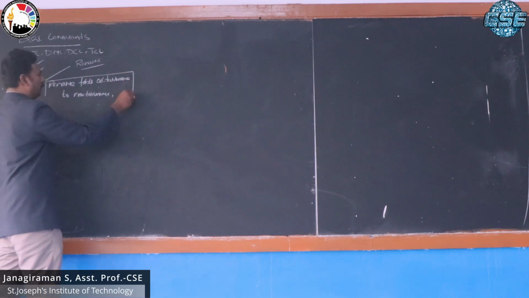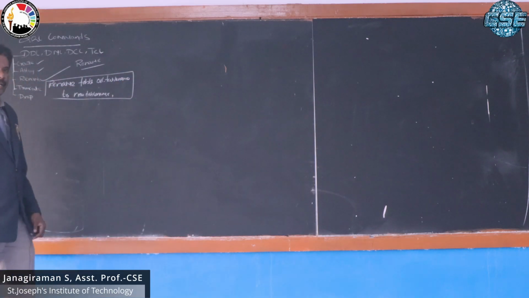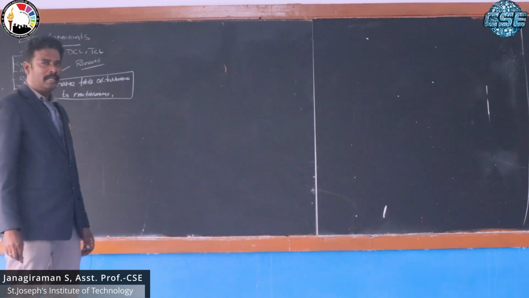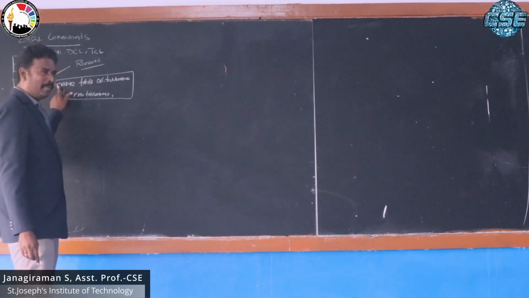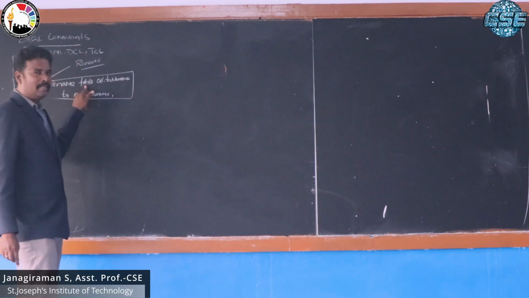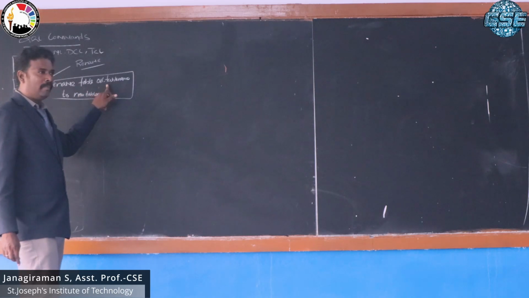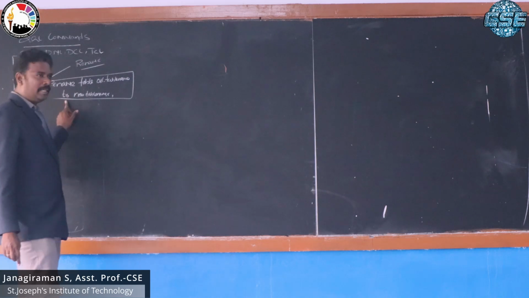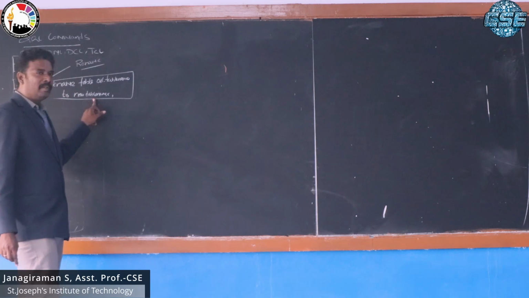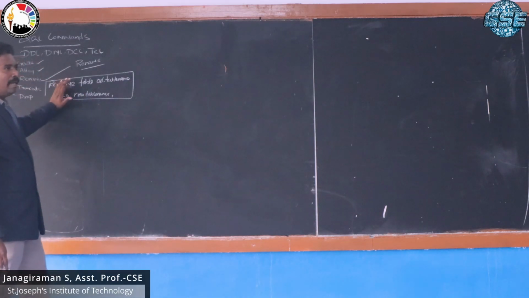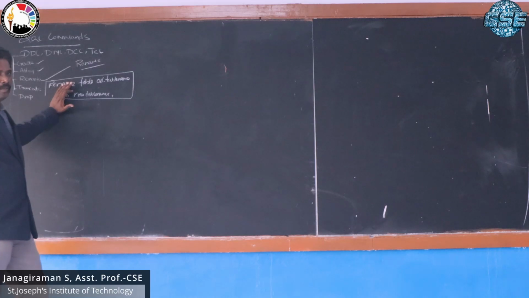And this is the syntax for renaming a particular table. Rename is a keyword. Again, table is a keyword. Old table name is the name of the table that we have previously used. And to is a keyword. New table name is the new name that you want to give to a particular table. Okay, clear?